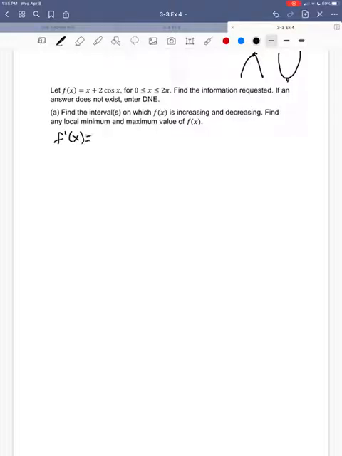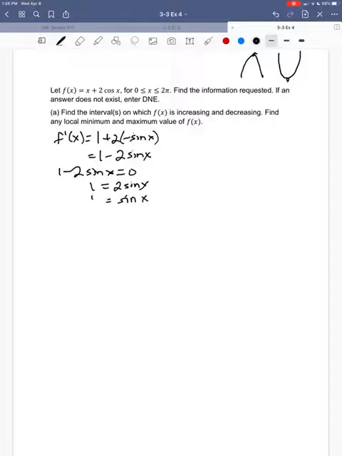Now, if I take that derivative, the derivative of x is just 1. The derivative of 2 times something is 2 times the derivative of something, so 2. And then the derivative of cosine is negative sine. So I get 1 minus 2 sine x is my derivative. What I want to do is set that equal to 0. So I'm going to get 1 minus 2 sine x equals 0. So that would say 1 equals 2 sine x, or that would tell me that sine x has to equal 1/2.